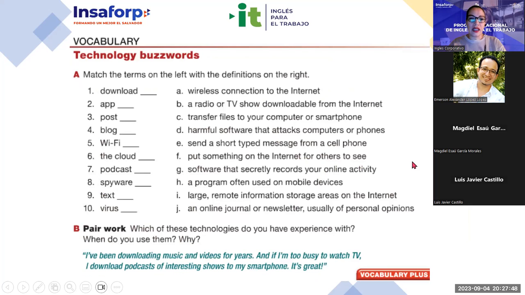Okay, technology buzzwords. Match the terms on the left with the definitions on the right. Let's check your vocabulary. We have the terms: number one, download; two, app; three, post; four, blog; five, Wi-Fi; six, the cloud; seven, podcast; eight, spyware; nine, text; and ten, virus. Let's match those terms with the definitions on the right. I'll give you time. You can do this exercise in your notebook.